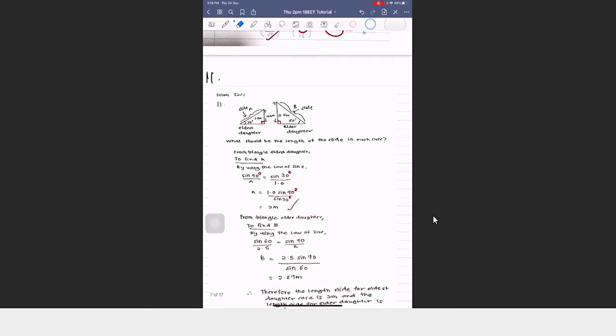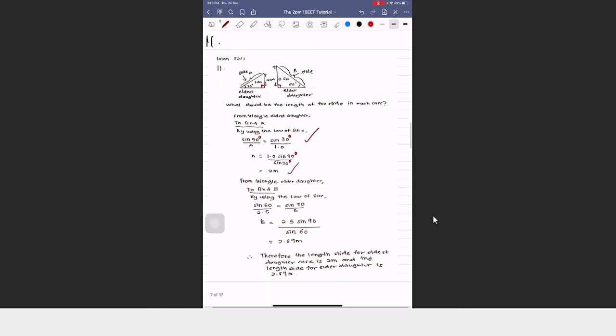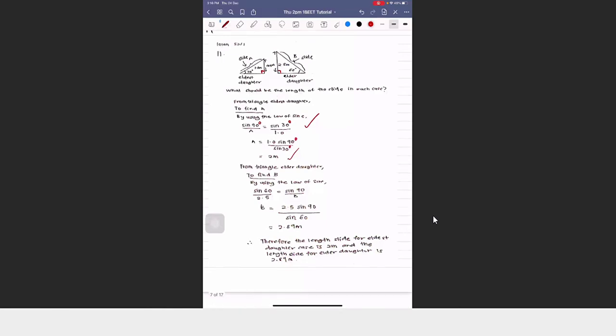So this is for the first, the shortest slide, which is the 1 meter height slide. And then another one is for the 2.5 meter slide. Same thing, similar. You either use law of sine, or you can just use a simple sine ratio, which is sine 60 equals 2.5 over b. Then you solve for b. So I suppose this is also correct.